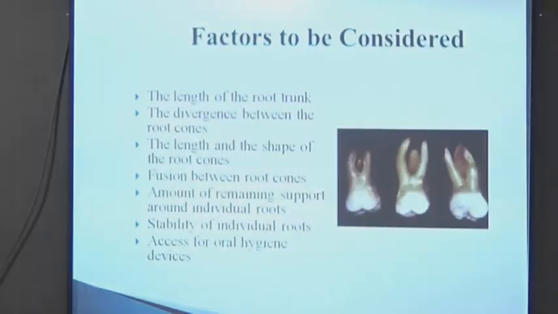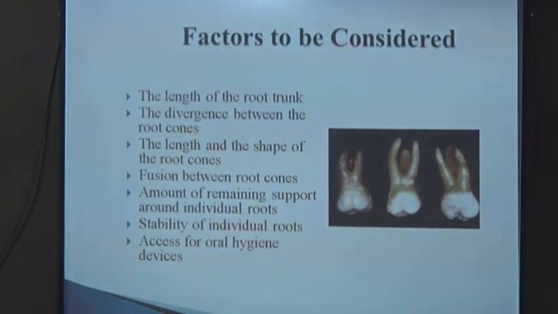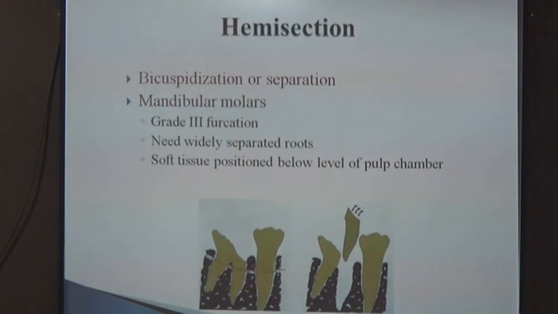See here, the factors to be considered, all these things. This is actually something they won't ask you. And hemisection: you can say hemisection for the lower mandibular molar. The other word for hemisection is bicuspidization. Why do you say bicuspidization? Both the cusps, the mesiobuccal and distobuccal, will be there in the molar, and they are making a vertical cut there.